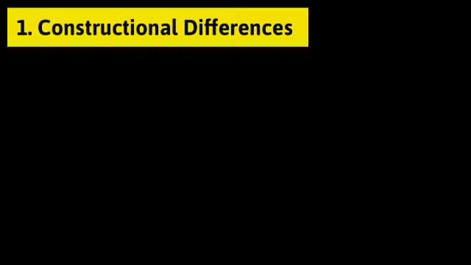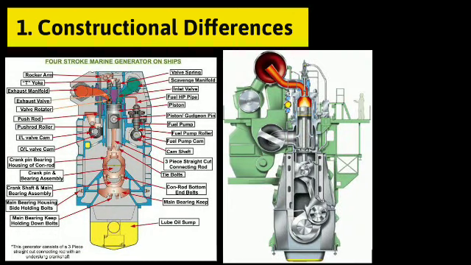The construction-wise difference is that a four-stroke engine has both an air inlet valve and exhaust valves, whereas in a two-stroke engine there is only an exhaust valve, there is no air inlet valve. In place of the air inlet valve in a two-stroke engine there are scavenge ports. These ports are in the cylinder liner.